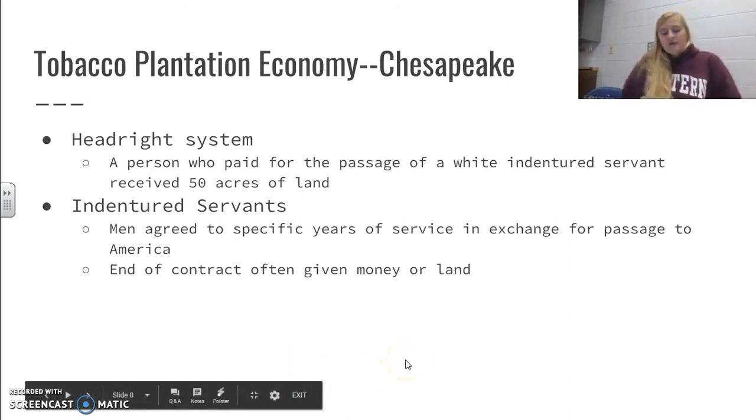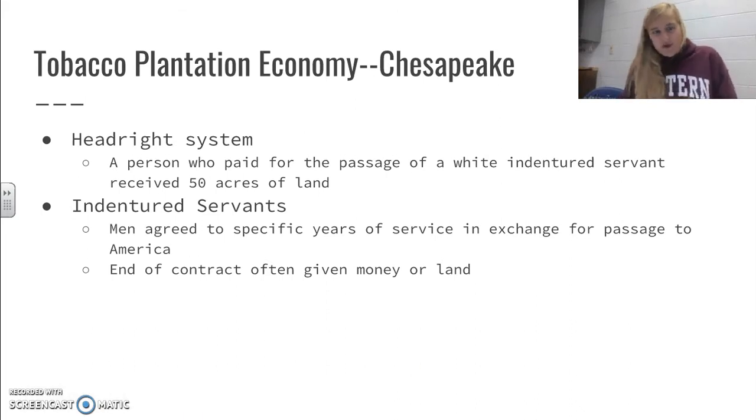All right, let's talk about the economy in the Chesapeake. Tobacco. There you go. That's all you need to know. I told you guys already. Oh my gosh, I told you guys to write this down earlier. Oops. Headright system. A headright system is a person who paid for the passage of a white indentured servant received 50 acres of land. Some planters use the system to acquire enormous tracts of land.